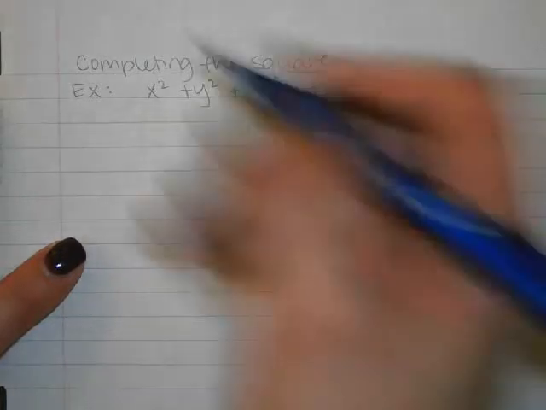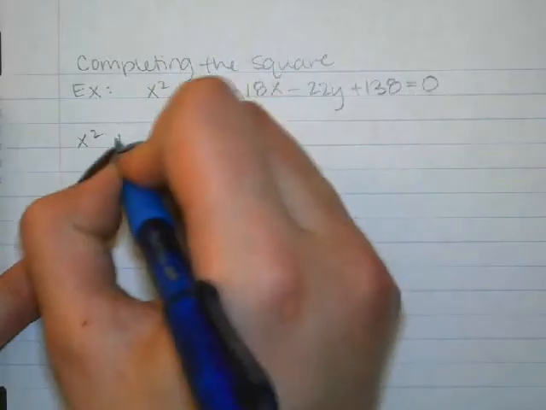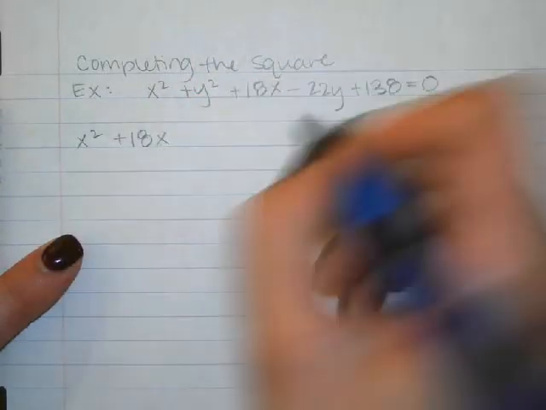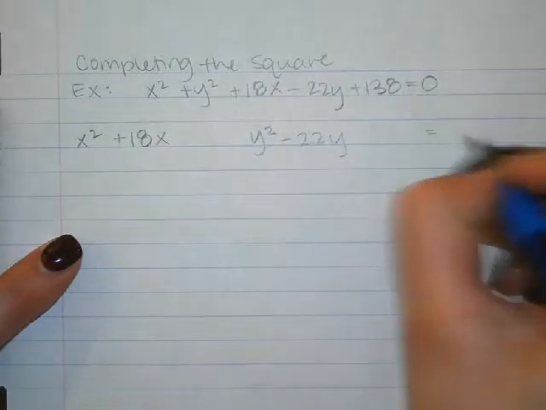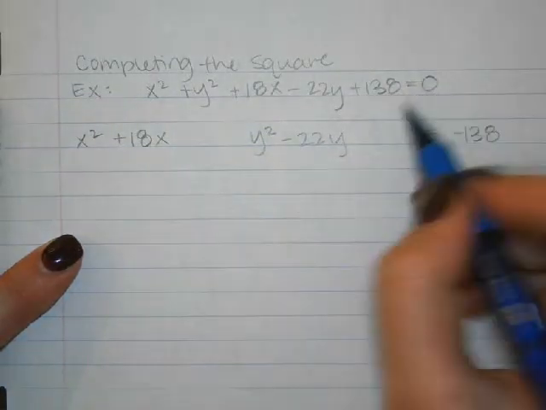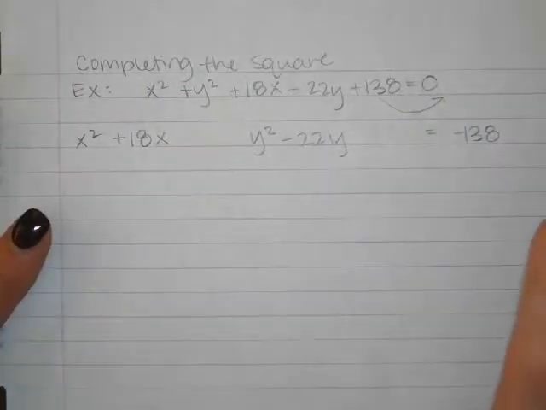the equation. So I'm going to put x squared and positive 18x right here, and then y squared minus 22y, and then I'm going to put negative 138 because I'm thinking about subtracting it over to the right side. I'm going to put that over.